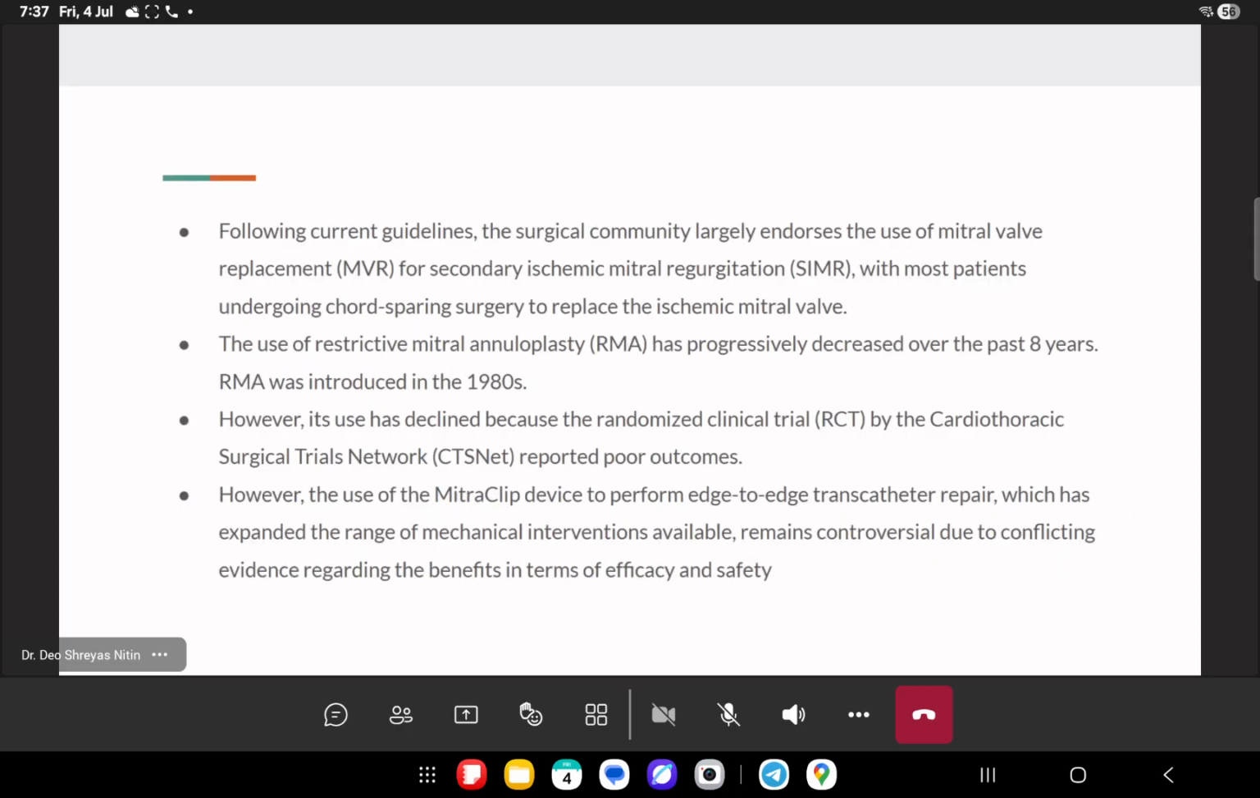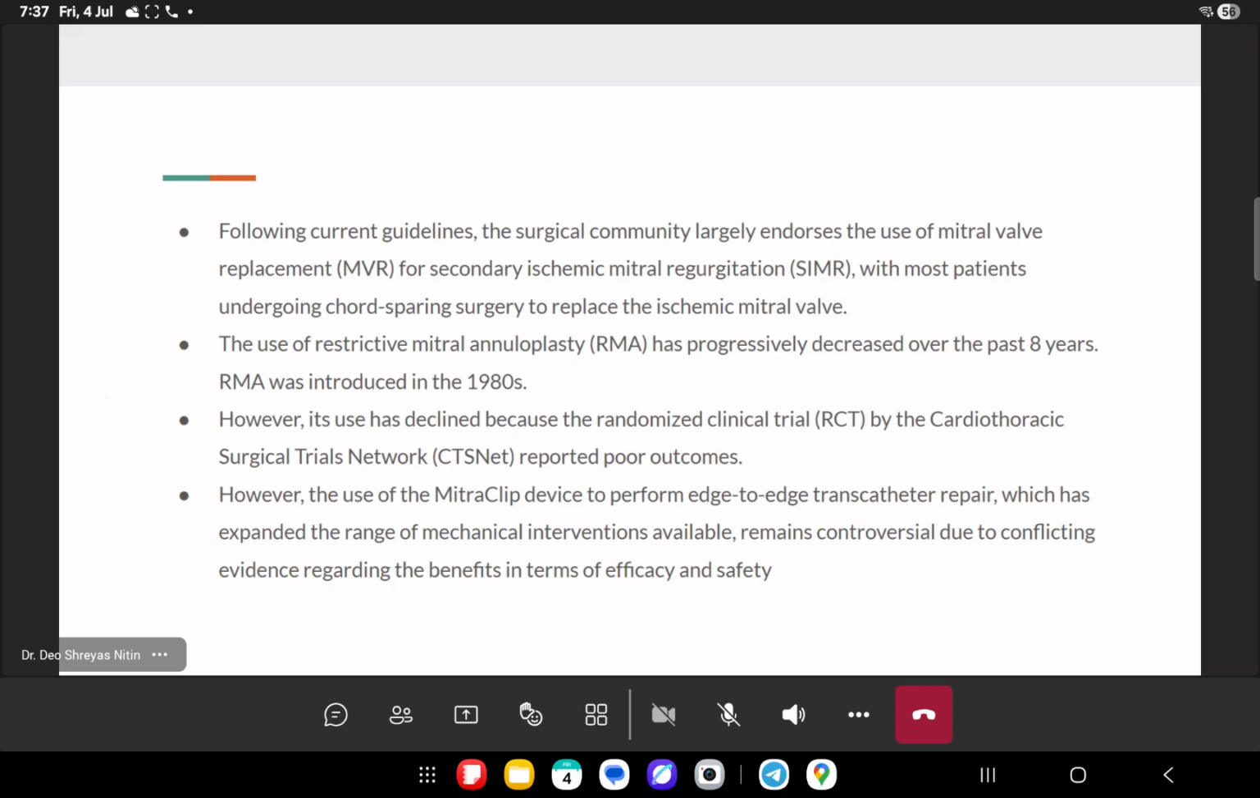Following current guidelines, the surgical community largely endorses the use of mitral valve replacement for secondary ischemic mitral regurgitation, with most patients undergoing cord-sparing surgery to replace the ischemic mitral valve. Use of restrictive mitral annuloplasty has progressively decreased over the past 8 years and it was introduced in the 1980s.